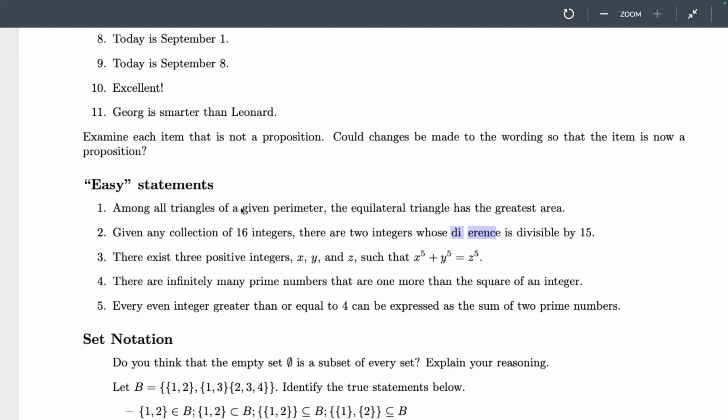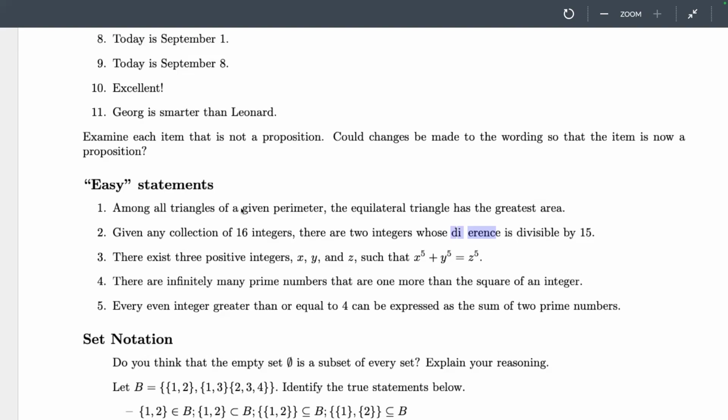Any other ideas for these 5 problems? Yeah. I'd say 4 is definitely true. There's also an infinite amount of numbers, so in that case, there's going to be an infinite amount of prime numbers that are one more than the square of an integer. Mm-hmm. So here's where we get into the fun stuff.